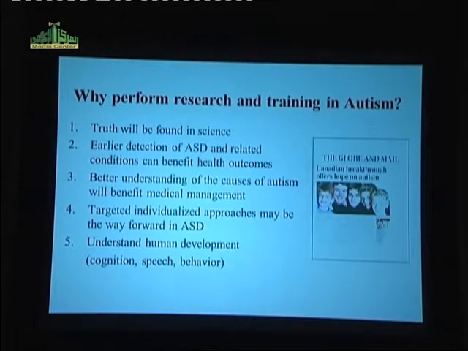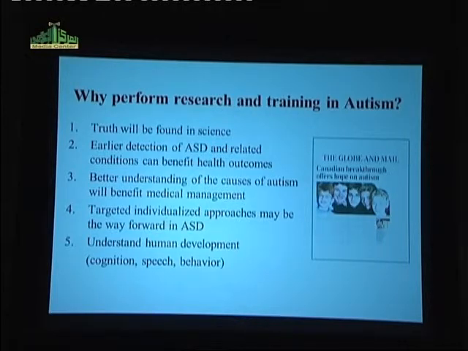So why do we perform research and training in autism? I think the truth will be found in the science. For many years, autism was blamed on the parents for improperly rearing their children, the so-called refrigerator mother syndrome. And I think, as I'll show you, we've now started to identify some of the genes, some of the real science behind the disorder. Most importantly, earlier detection of autism and related conditions will benefit the health outcomes.